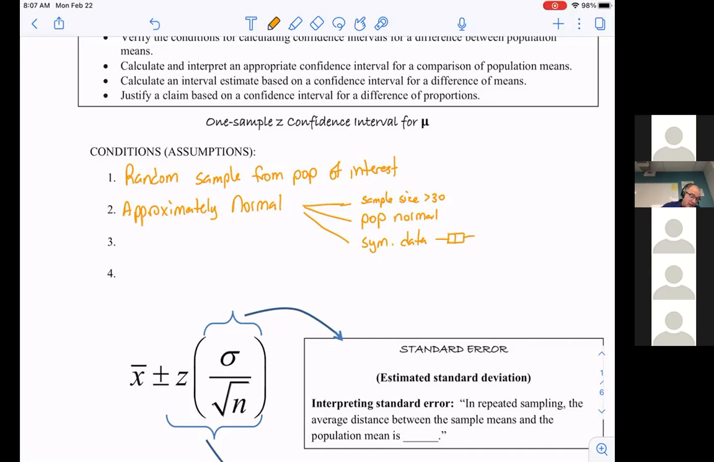Now, here is the one critical thing that we have to pay attention to, because here we have a one sample Z confidence interval for mean mu. Here in a second, we're going to have a one sample T confidence interval for mean mu. So this is where we have another check we're going to throw in here. The standard deviation of the population is known. And then our fourth one is going to be independence.